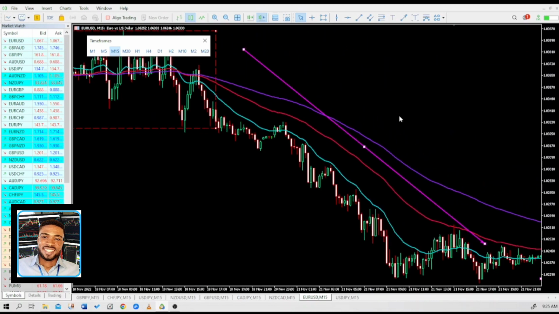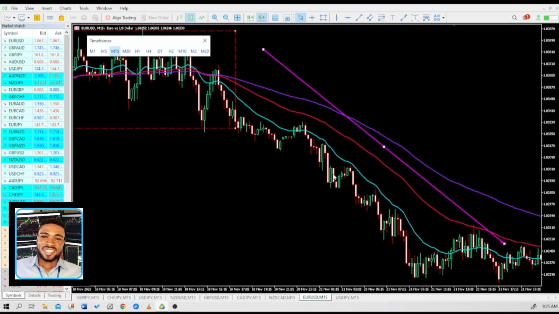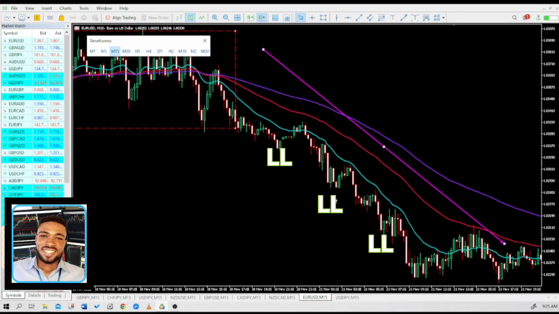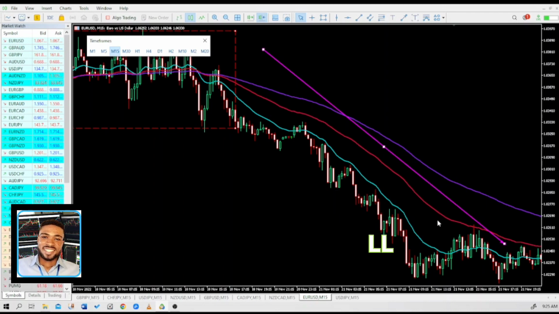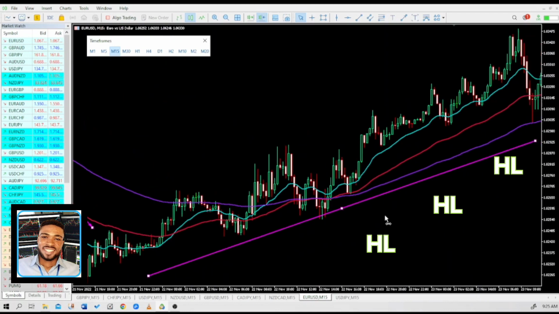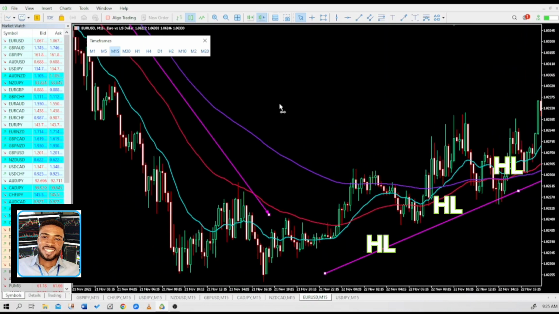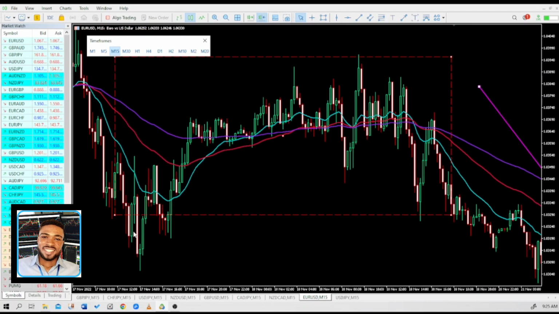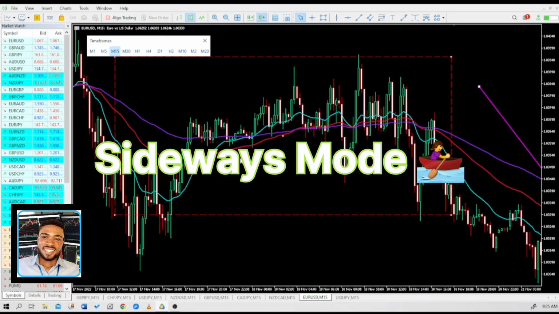And how do you know a market is trending down? It's trending down when it's having lower lows, lower lows, lower lows, and lower highs, okay? And when the market is having higher highs and higher lows, then you know that the market is in an uptrend motion. When the market is retracing and giving a horizontal pattern, then it shows that the market is in consolidation mode.